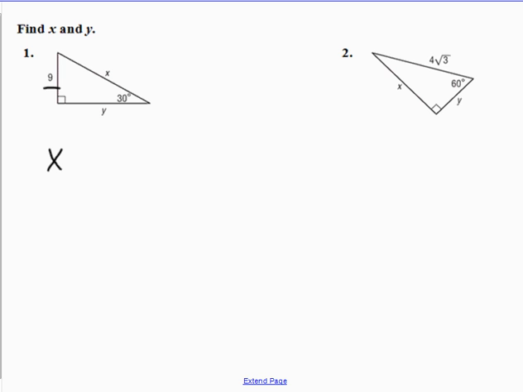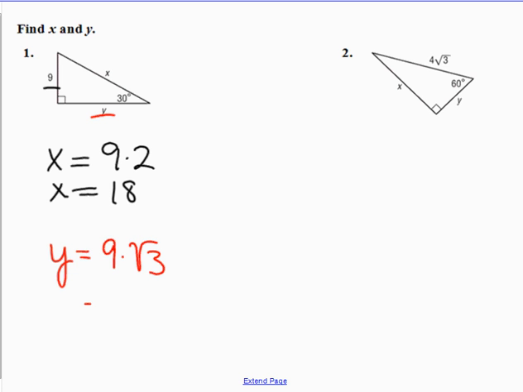So x is going to be the short leg times 2. So 9 times 2. That equals 18. So x is equal to 18. Y is going to be the short leg times radical 3. So the short leg times radical 3, 9 radical 3. All right.